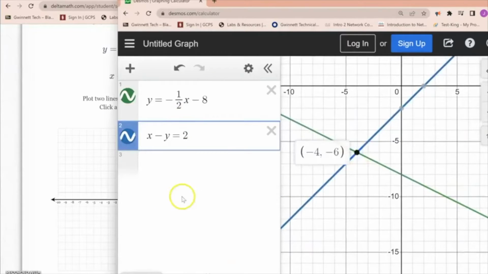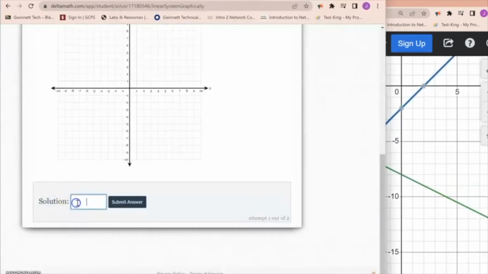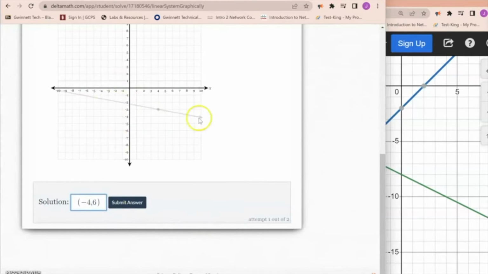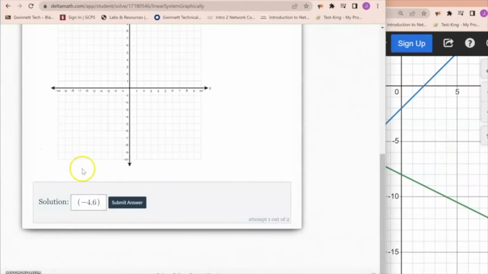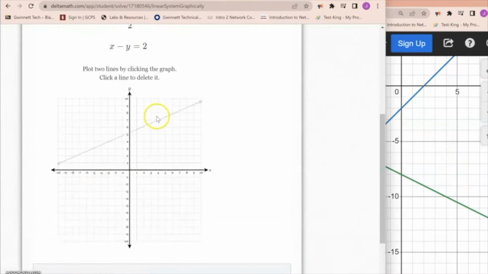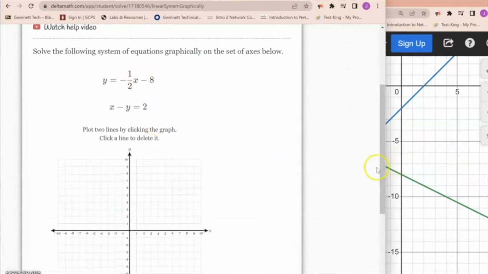My solution is negative 4, 6. So my solution in parentheses is negative 4, 6. But you have to put your graphs in here. So you have to copy your graphs from here into here, or you can draw them by hand. So I'm going to draw one by hand, and then I'm going to copy another one, just to show you.